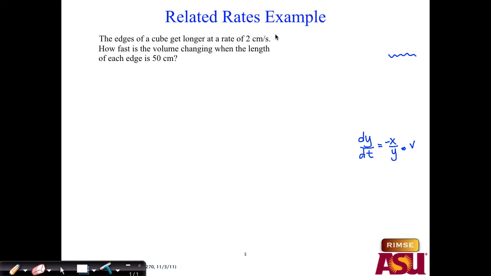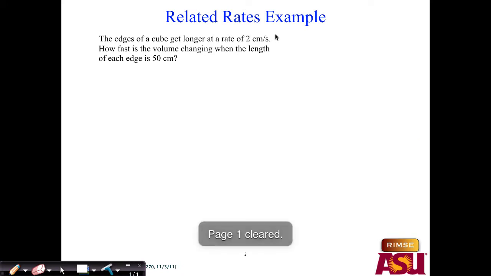So, clear that off. So for instance, suppose the edges of a cube, I've got some projection on a screen. It's a cube, somebody's computer programming homework. Make a cube and then make it grow at a certain speed. So trying to make this so that, in specific, the edges are getting longer at a rate of 2 centimeters per second. We want to know how fast the volume is changing when the length of each edge is 50.